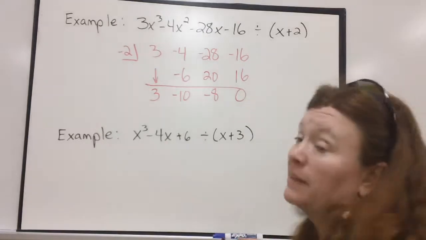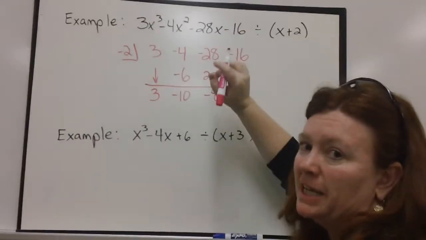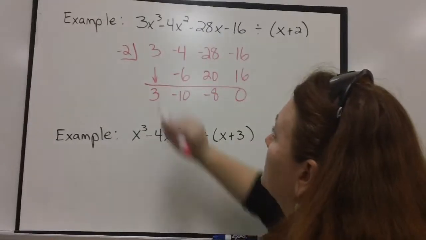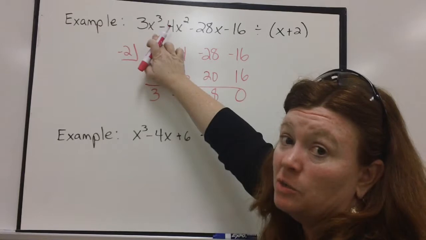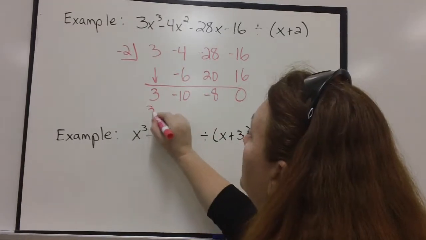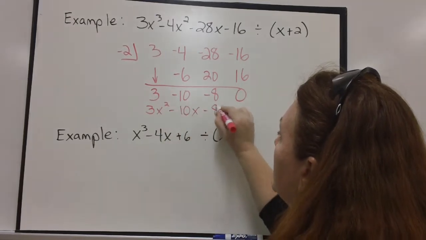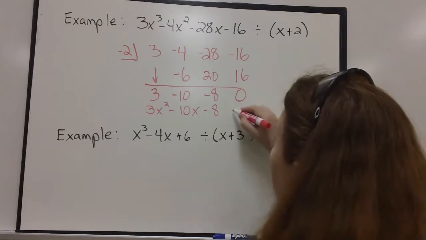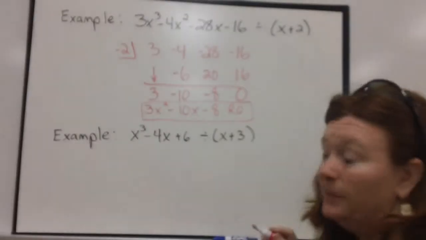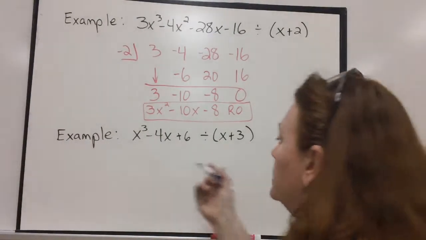0 is my remainder, remember? So that's a good thing. That means that x plus 2 is a factor. But besides that, what do I get when I divide by x plus 2? I started with an x cubed, so my answer is an x squared: 3x squared minus 10x minus 8. If you want, you can write remainder 0, but you don't have to. And finally, let's do one more because I need to make a point on this one.